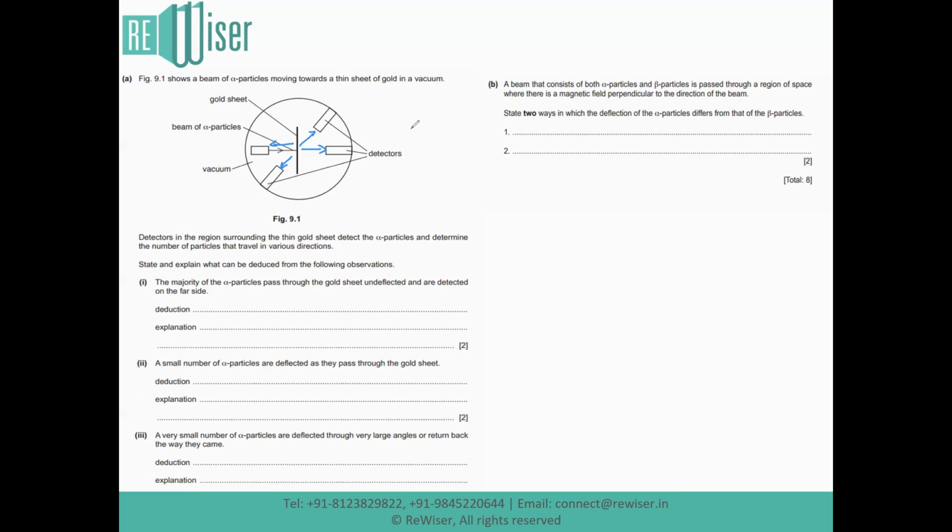The majority of the alpha particles pass through the gold sheet undeflected, and they are detected on the far side. So with this statement, we are supposed to state and explain what can be deduced. The deduction is that there is very little or in fact no obstruction offered as these alpha particles pass through the thin gold foil.